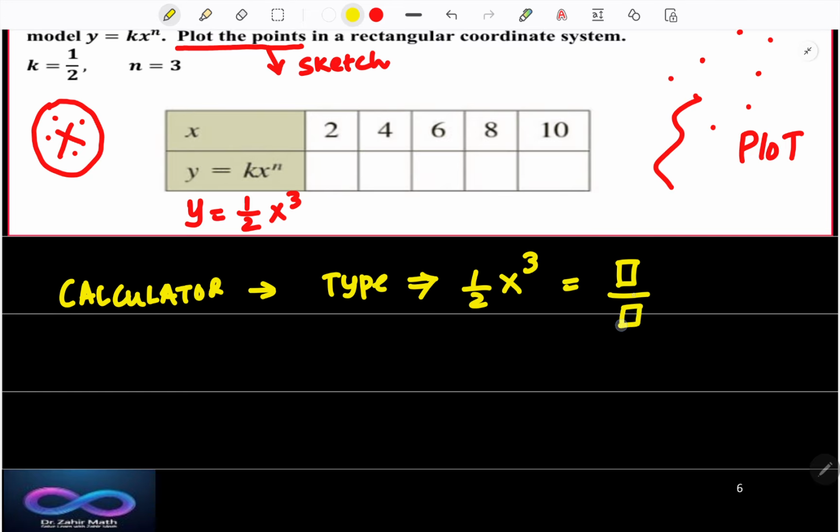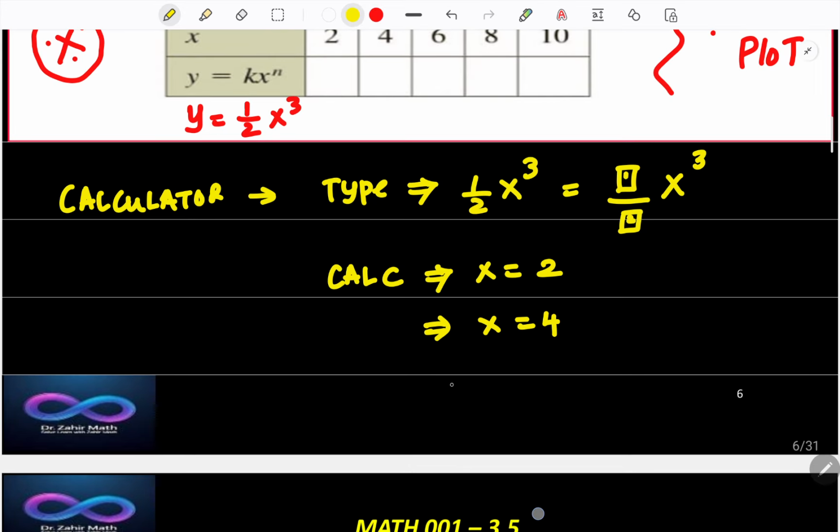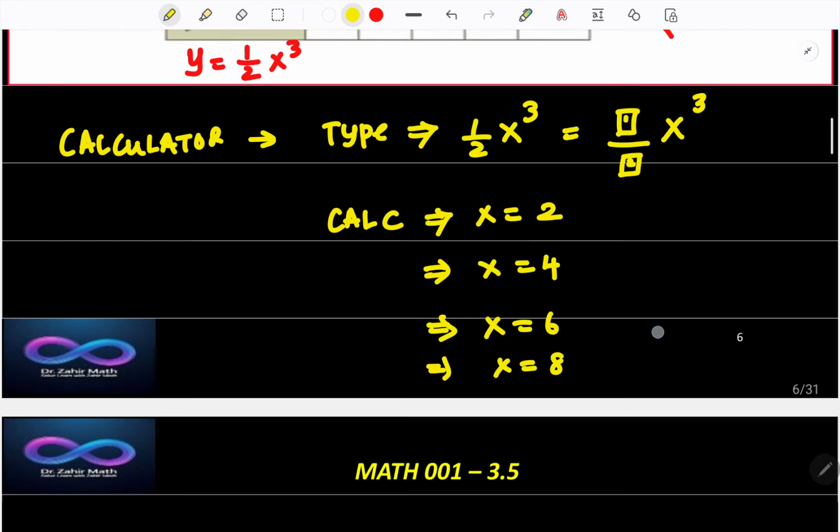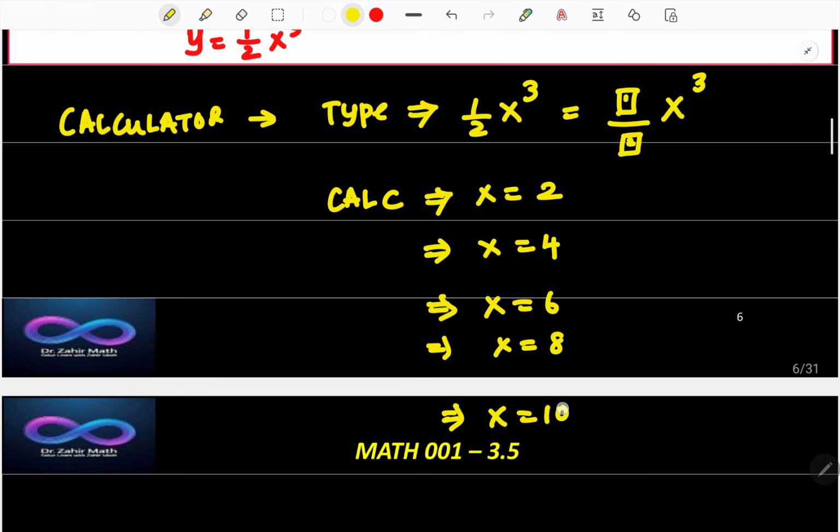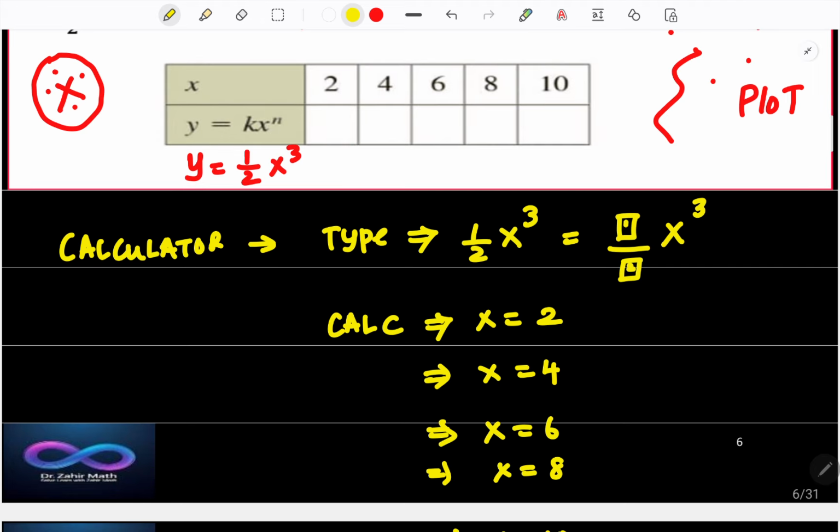How to type? Fraction mode. 1, 2. But then alpha x power 3. Then press the button calculate. Press x is equal to 2. But then x is equal to 4. But then x is equal to 6. But then x is equal to 8. And then x is equal to 10.